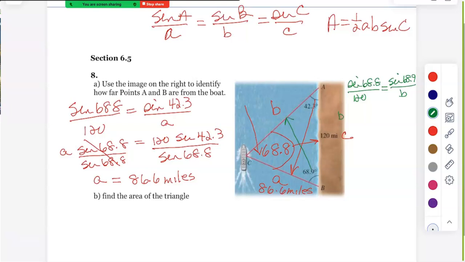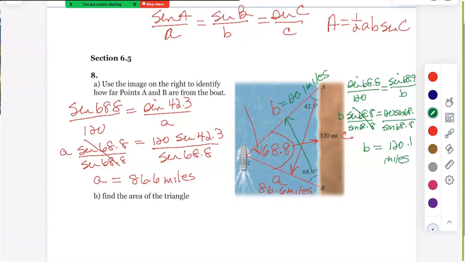So B times the sine of 68.8 equals 120 times the sine of 68.9. Write this all out if you have any danger of messing up. Don't put the stuff in your head and then type it in. Write it out so you see what you're doing. That will give me little side B, and I got 120.1, which is very close to 120, which is what we just talked about. The units are miles, so I'm going to say miles.